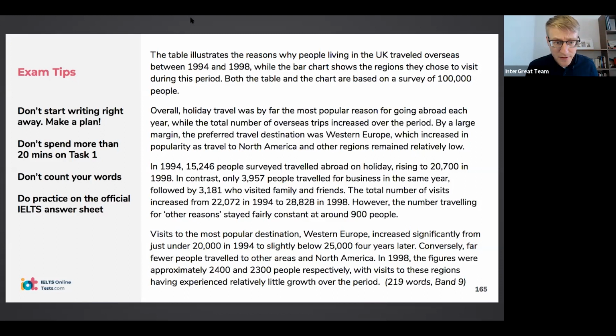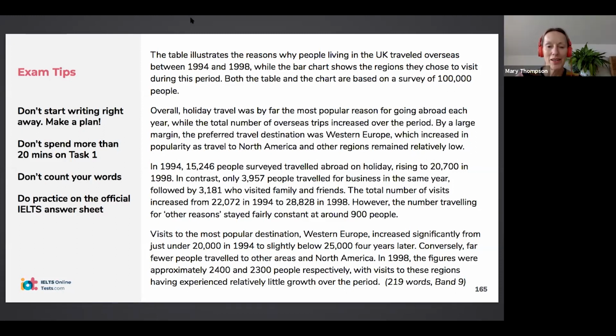So going through the questions here, Ping Yu is asking about the structure that we've used for this answer. They're asking, is this the only way we can answer this question? Is this the only structure we can use to answer a task 1 question?